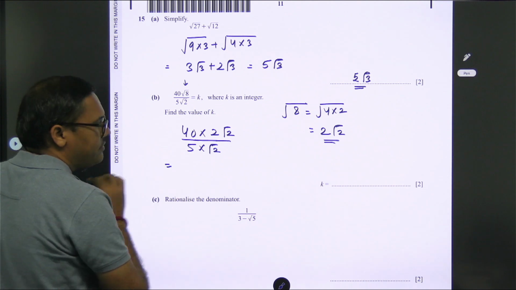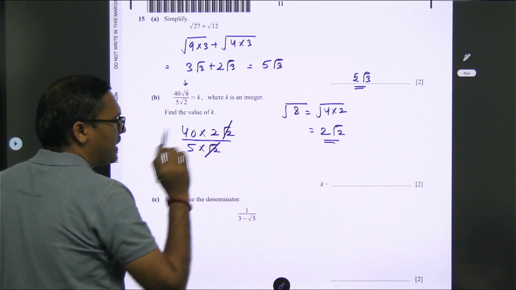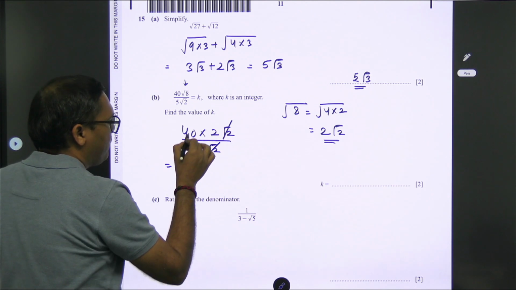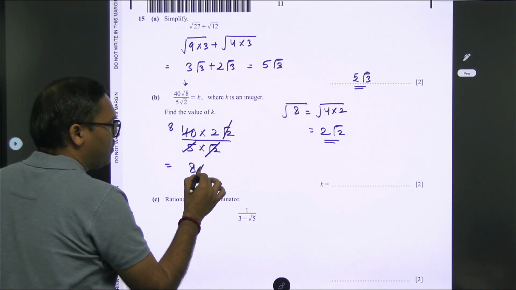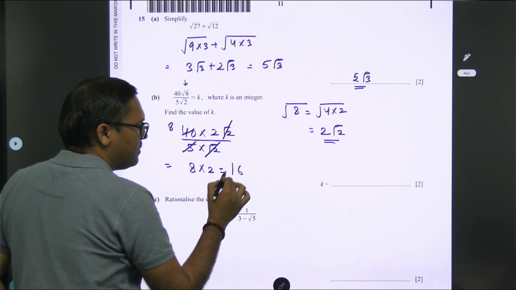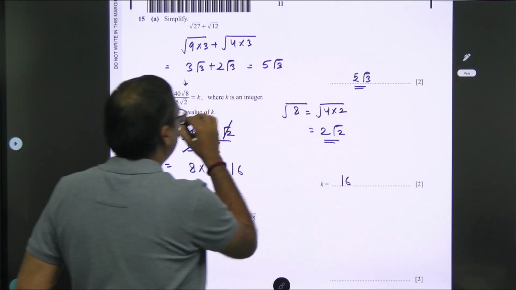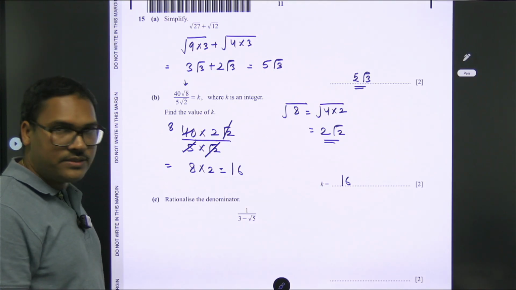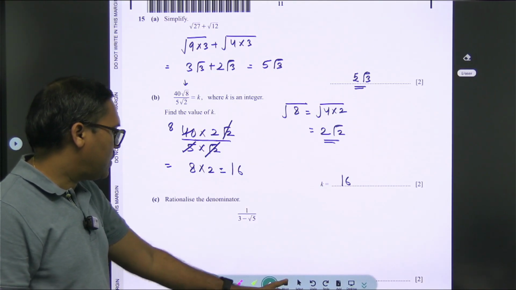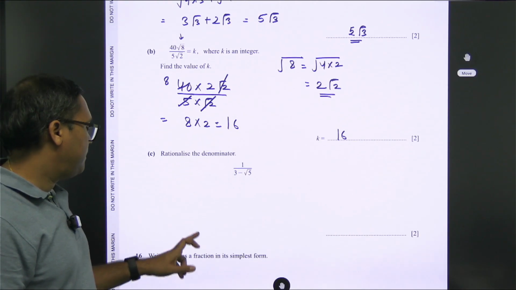So now you can see this is root 2 and root 2 cancels, same number. 5 and 40 will give you 8. So what is this? 8 into 2, which is equal to 16. So what is the answer? K is equal to 16. This simplifies to 16. That is the answer. K equal to 16. Correct.